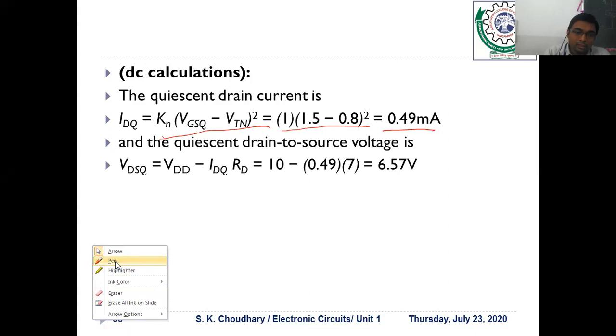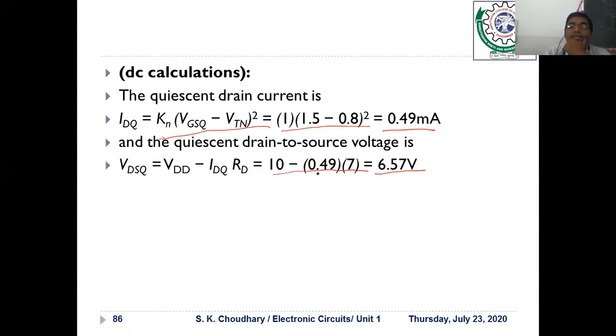volt. Okay. So the answer would become VDD minus ID RD. Sorry, here I have made a little mistake. Do not follow this. Just change this value. This is not correct. You also have to add RS, because here I have not considered the effect of RS. So 10 minus 0.49 into (7 plus 0.5). RS is what? 0.5. So 7.5 K.